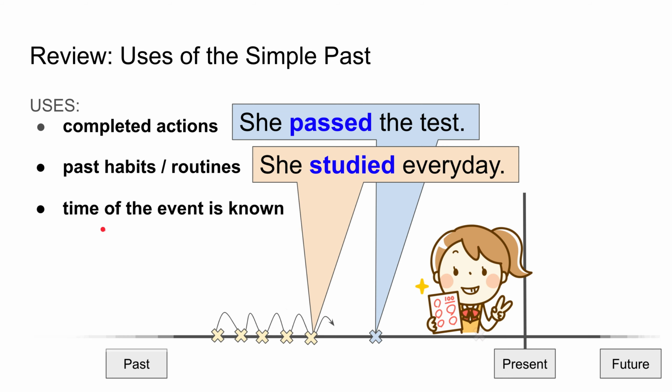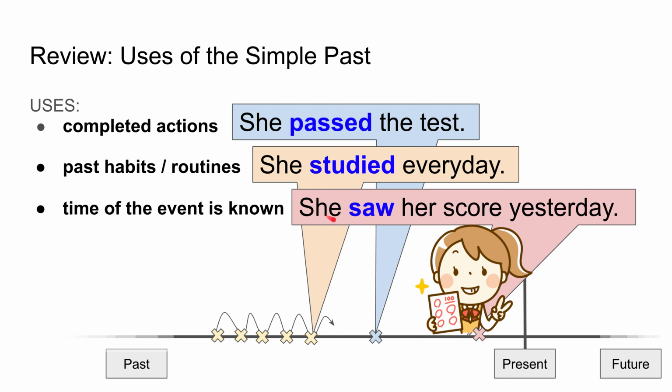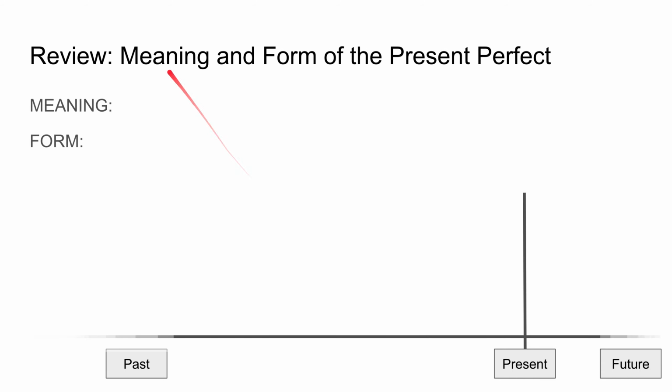The next use for the simple past is for when the time of the event is known. For example, yesterday she saw her score. We know the time of the event, which was yesterday, so we use the simple past: she saw her score.